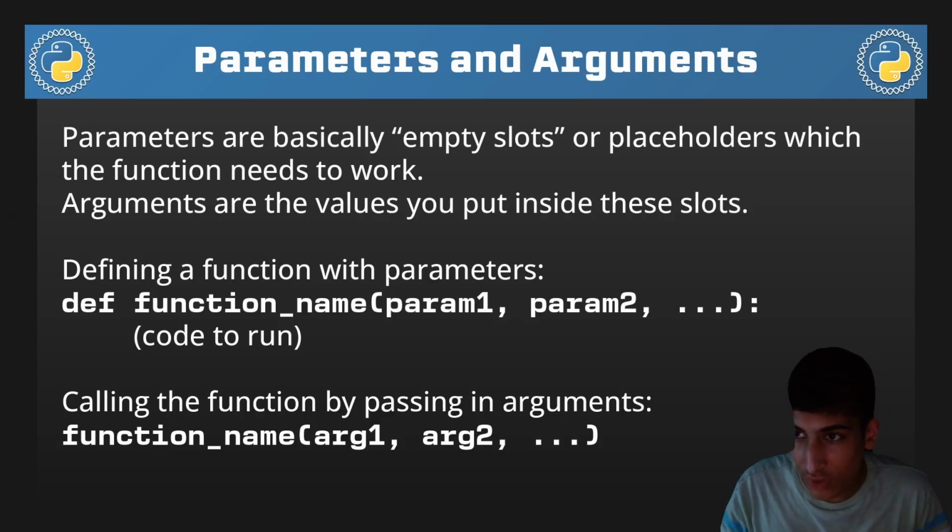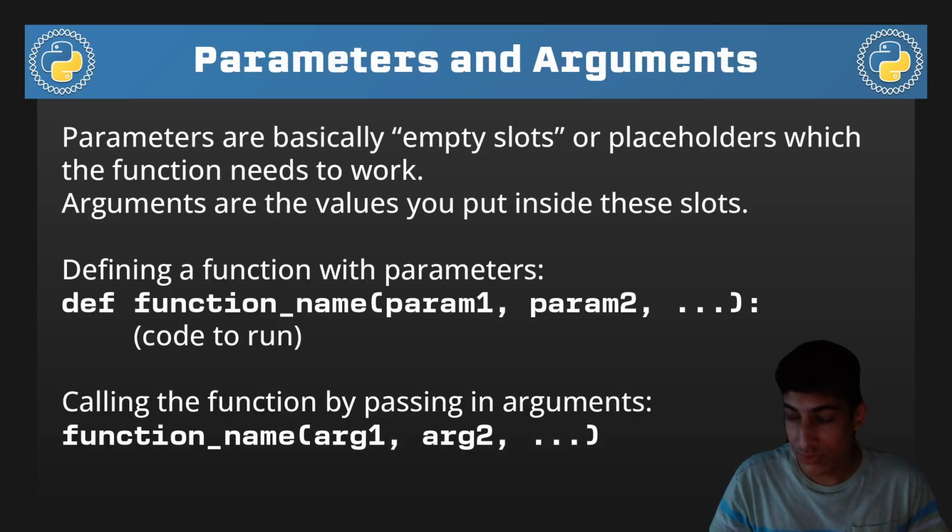It's good that we can use functions to just create procedures like this, but they're not really that useful on their own. In order to make them more useful, we can make use of defining the function with parameters. Parameters are just placeholders which we have to fill in order to make the function work. And the way that we fill those placeholders in is by making use of arguments, which we put inside the function call inside the parentheses.